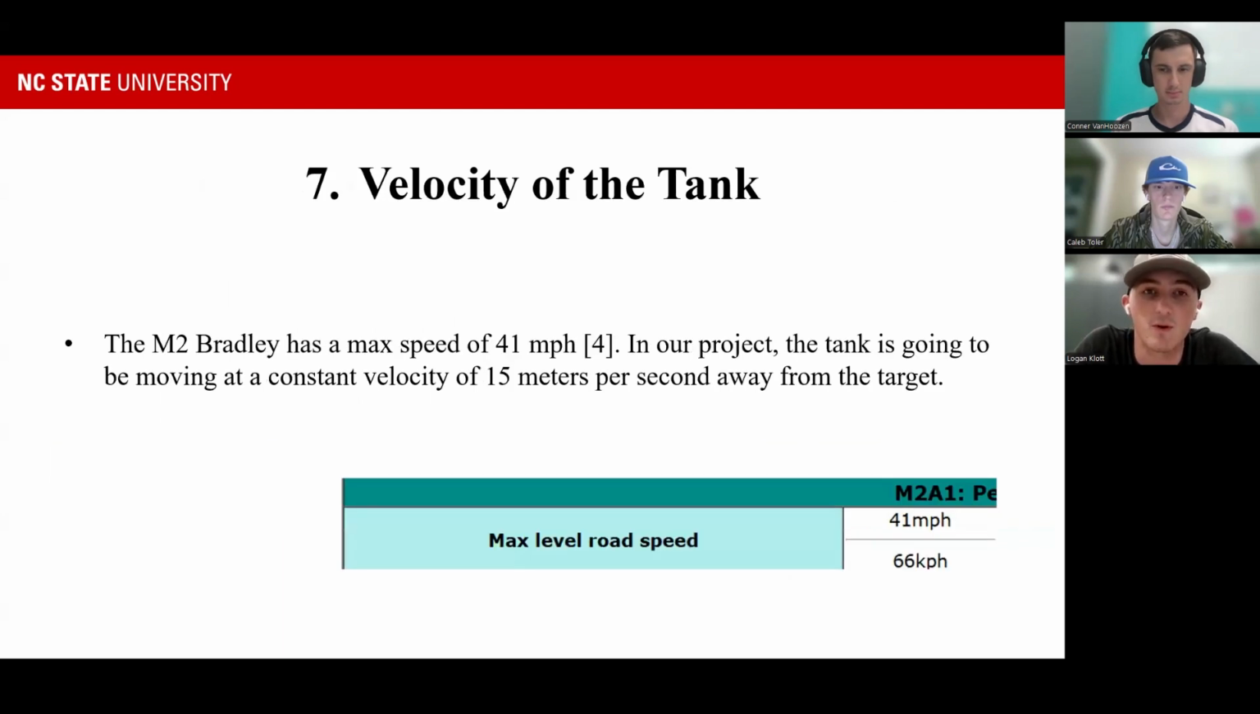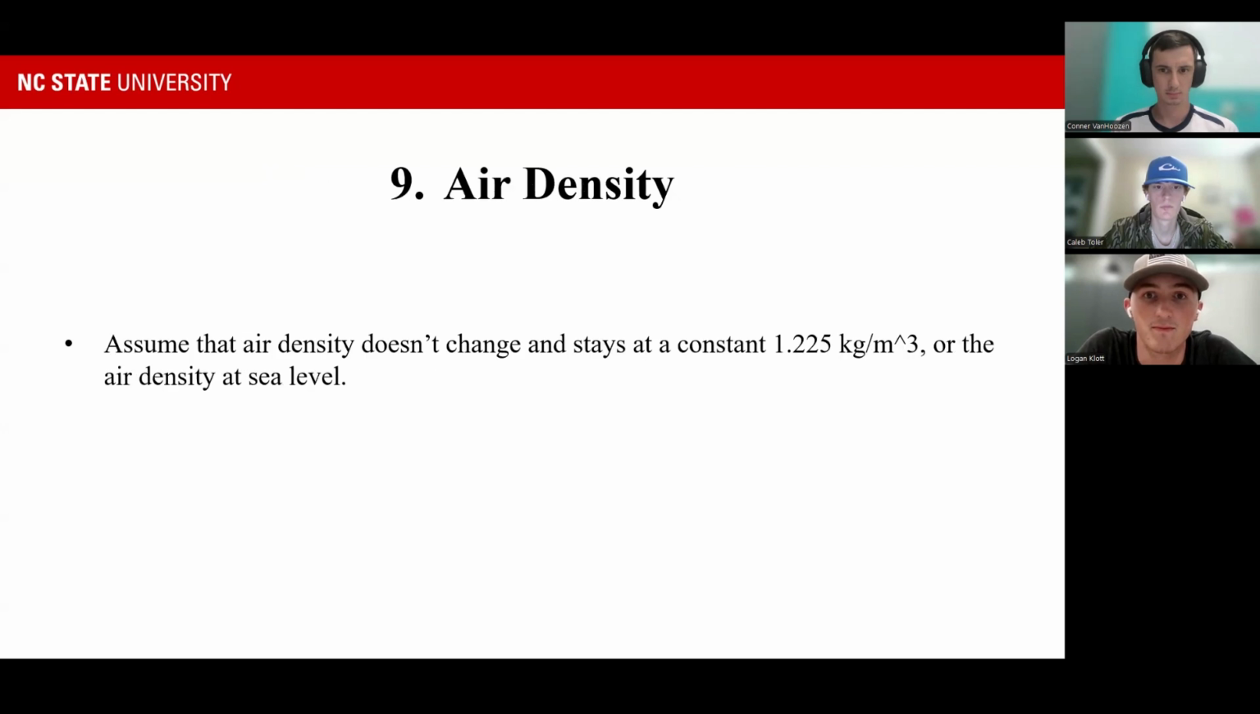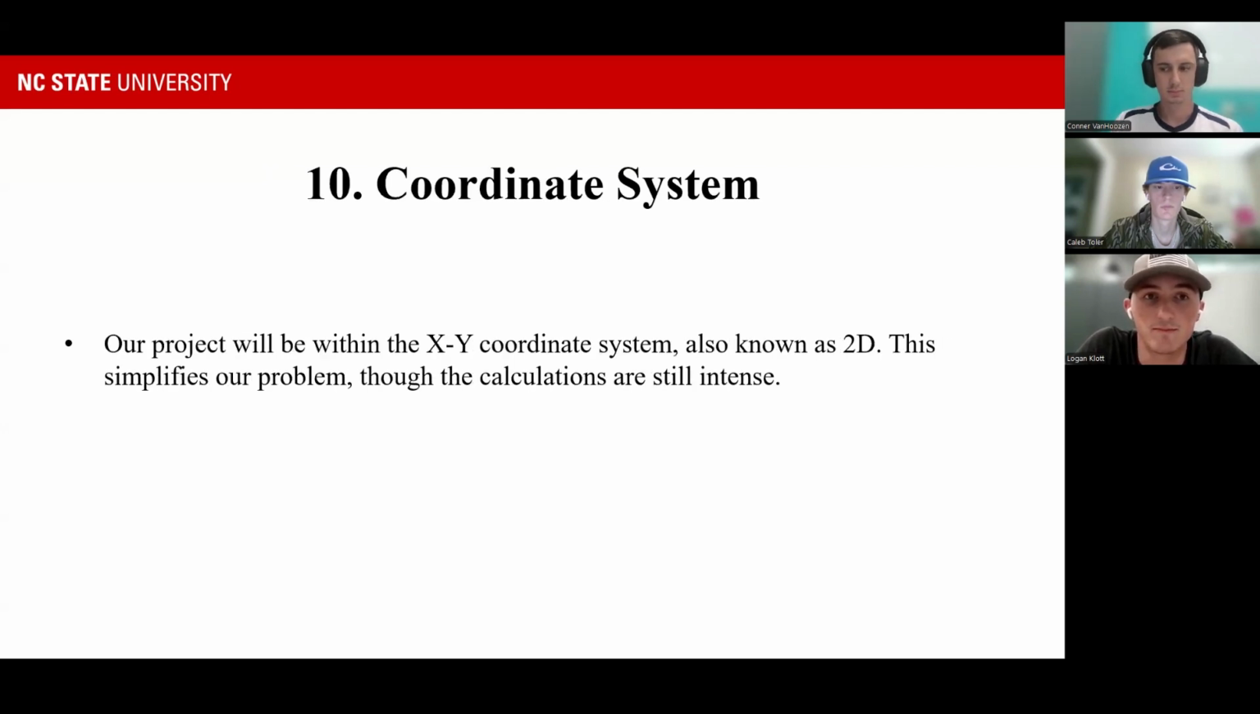For the velocity of the tank, we know the max velocity of the tank, but we chose 15 meters per second towards the target as our assumption. Target distance and height is a set distance. The range of the tank is 17,500 meters, but we chose our target to be sitting at 5,000 meters. Air density is going to be air density at sea level.